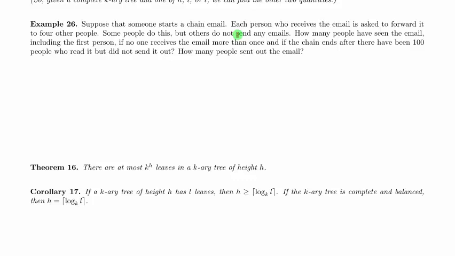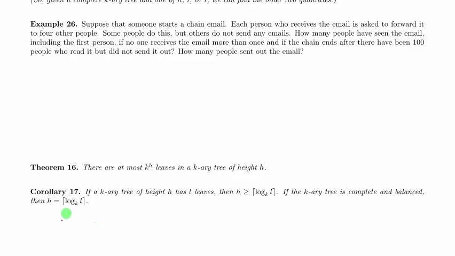So how many people have seen the email, including that first person who sent it, because presumably they saw it when they wrote it? If no one receives the email more than once, and if that email chain stops after there have been 100 people who read it but didn't send it out, we want to know then how many people total and how many people sent the email.